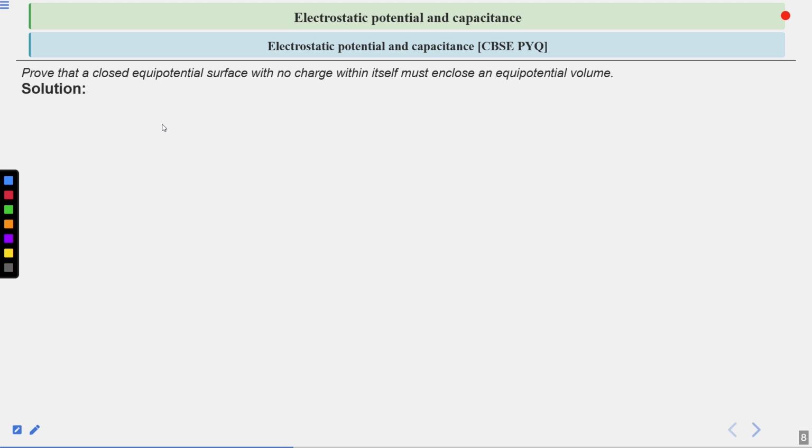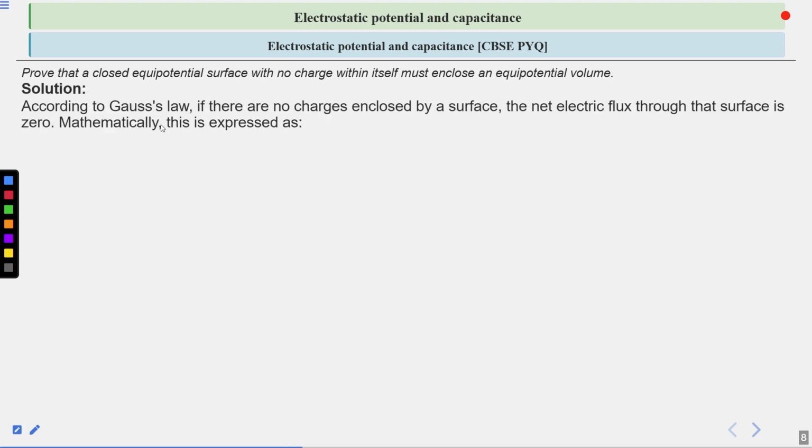So let's see the solution. According to Gauss's law, if there are no charges enclosed by the surface, the net electric flux through the surface is 0. Mathematically, this is expressed as follows. According to Gauss's law, if there are no charges enclosed by the surface, the net electric flux through that surface is 0.